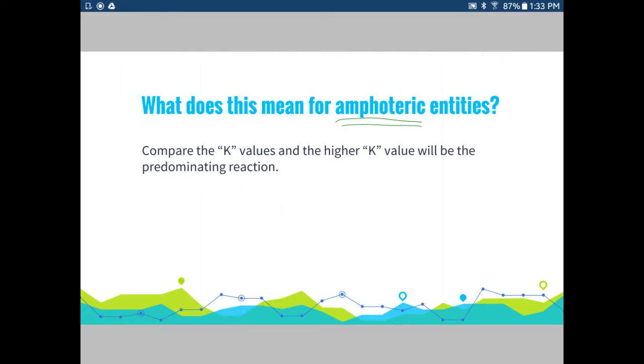And what does that mean for a reaction? Which reaction maybe is the most important one? So essentially what we do is we can compare our K values, either Ka or Kb. So we're going to say Ka versus Kb. And we're going to figure out which one is the predominating reaction, which one is going to be the one that takes charge, it takes over, it masks the other reaction.